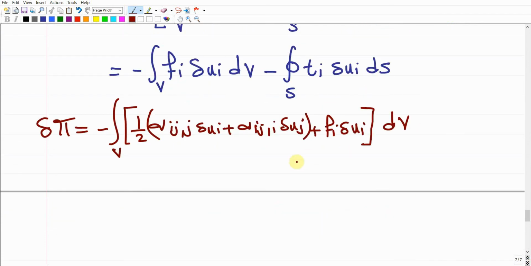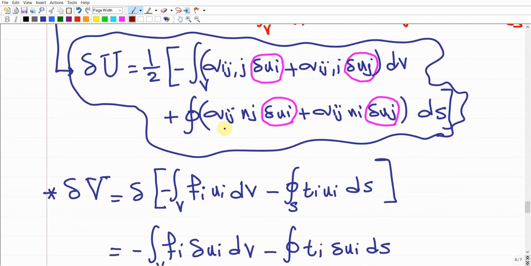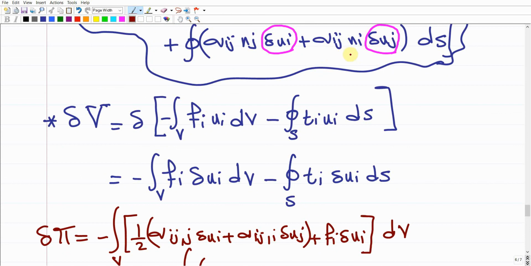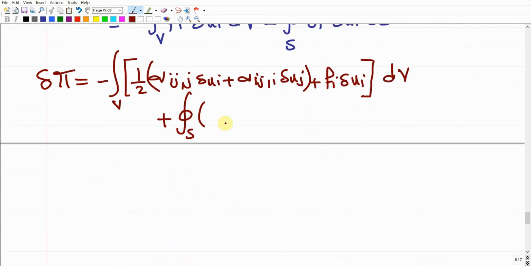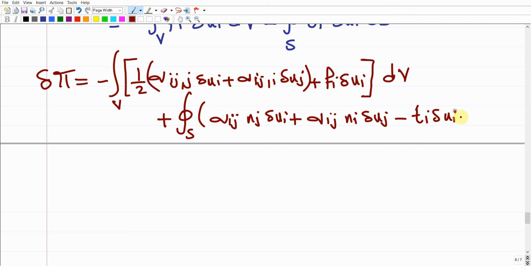Then we have plus the integration over the surface of what? We have the sigma ij nj delta ui plus the sigma ij ni delta uj, and we also have the negative of ti delta ui. So this gives us the sigma ij nj delta ui plus the sigma ij ni delta uj, plus, or it should be negative, the ti, the first variation of ui. All of this should be integrated over the surface. So all of these terms should be zero.